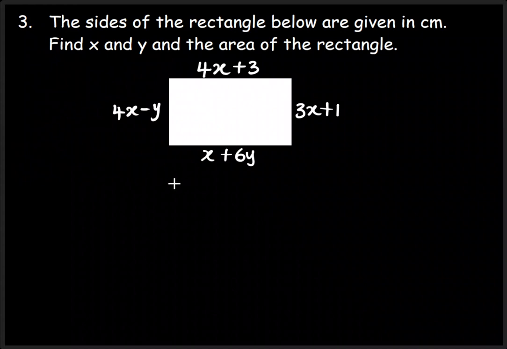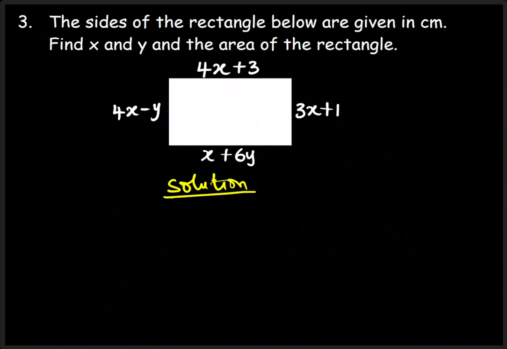Number 3, we have a rectangle. Most of these questions come in under word problems involving simultaneous equations. The sides of the rectangle below are given in centimeters. Find x and y and the area of the rectangle. So we have to find x. It's a 3-in-1 question. We'll find x, find y, and also find the area of the rectangle.